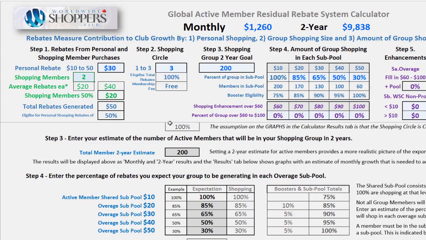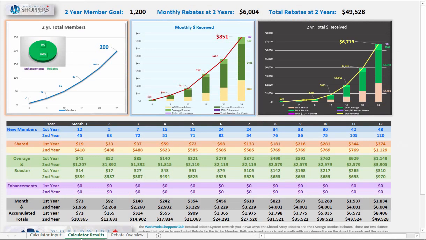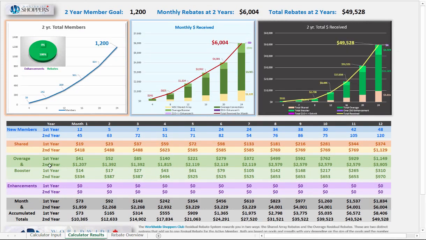All right, now let's move forward. Now you're at 1,200, but let's suppose you could have a bigger group. Sometimes we use a group the size of 1,200. Okay, over 2 years, could you develop a group of 1,200? I don't know. That's for you to decide and put in the number you want to. But if you did have 1,200, now you'd be at $6,004, and you would have received $49,000 over the 2-year period. So here's what that looks like on a graph, and here's all the information that tells you exactly what has to happen, where it comes from. The color codes match up here. This is overage, and this is the shared array, etc.